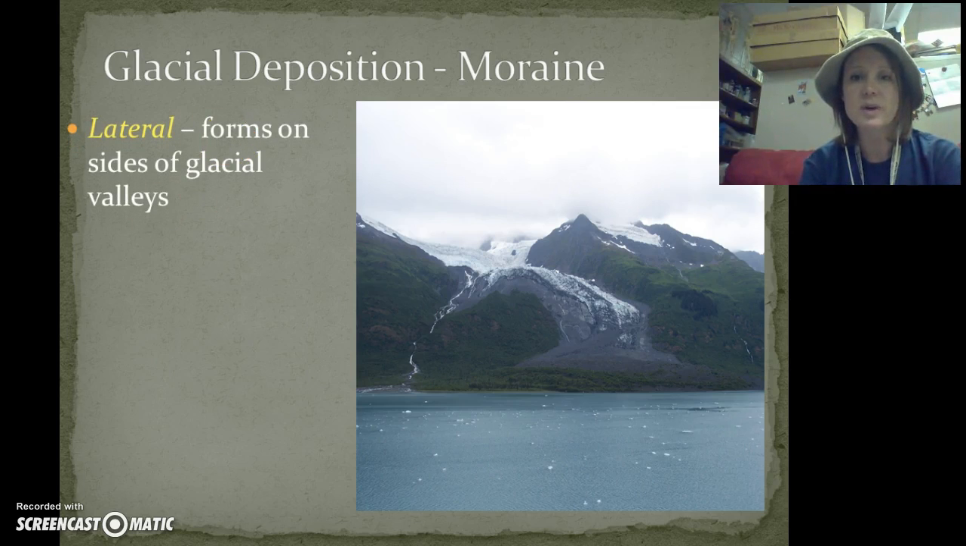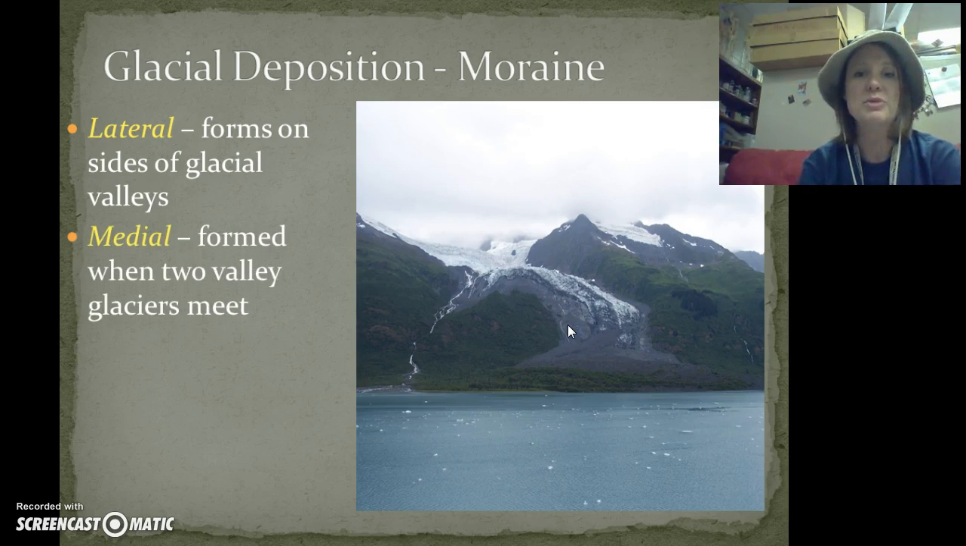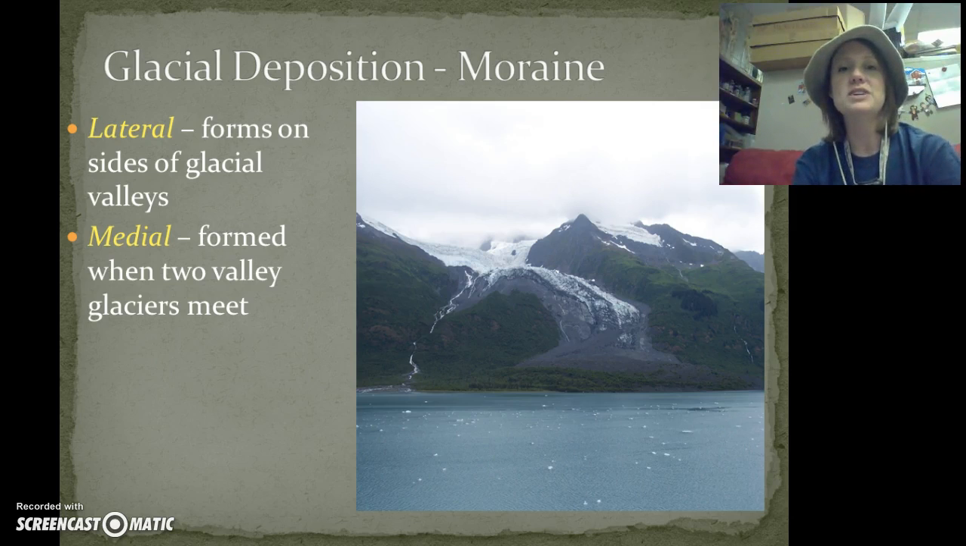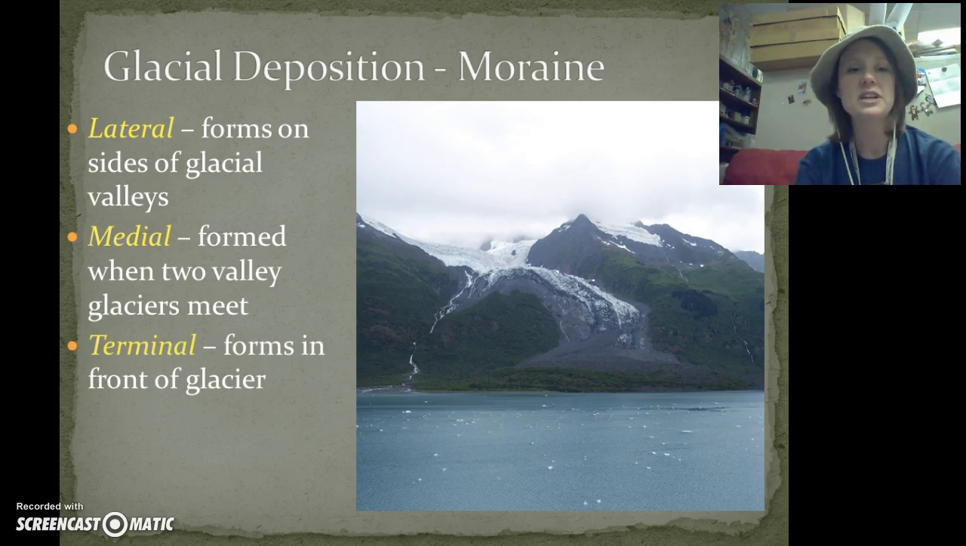Lateral moraine is what forms on the side, so that's all the dark material that you see here as the glacier moves downhill. We have medial moraine, and you'll see this in the next slide. When 2 smaller glaciers combine, you get that ridge of till in between the 2. It almost forms stripes in the glacier. And then terminal is what forms out front. So this is where most of our till is going to be.